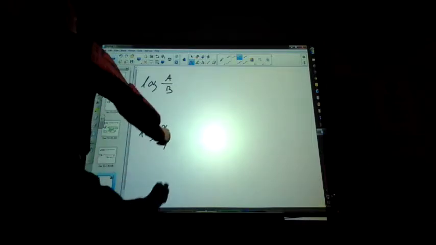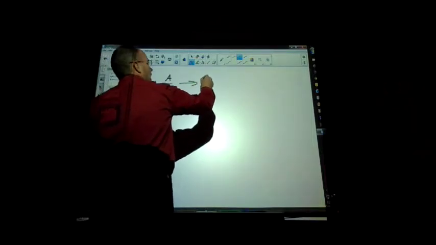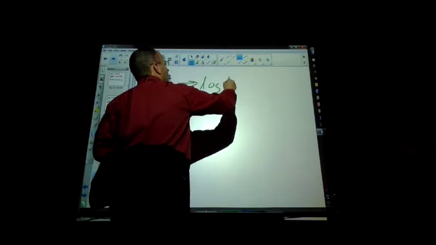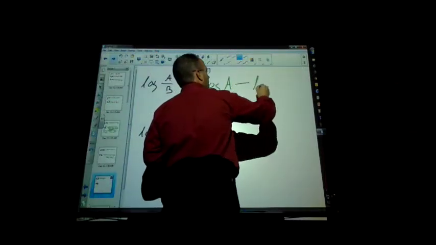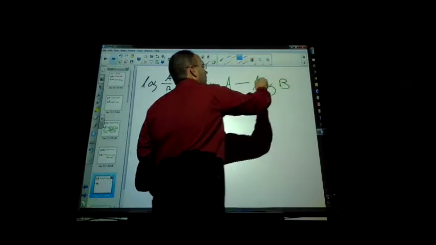I have a fraction here. Do you agree? Ready? Here we go. Because this is a denominator, it's not going to be plus. It's going to be minus. Done.